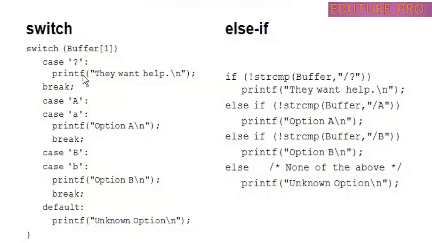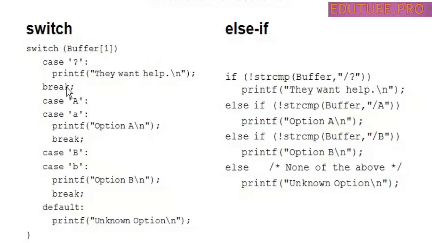Well, here's how we do it in a switch. We switch on buffer sub 1. Remember, buffer sub 0 has this slash in it, and buffer sub 1, the next character over, has this question mark or an A or a B or something we don't know. So we are going to switch on just the one character and skip over the slash. If, that's how you read this, if this, in case this buffer 1 is a question mark, printf, they want help. Just like we did here.